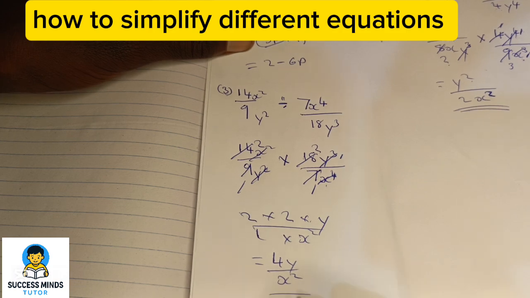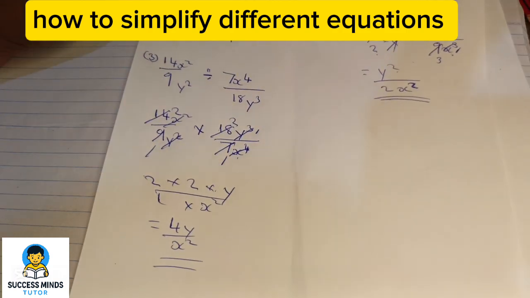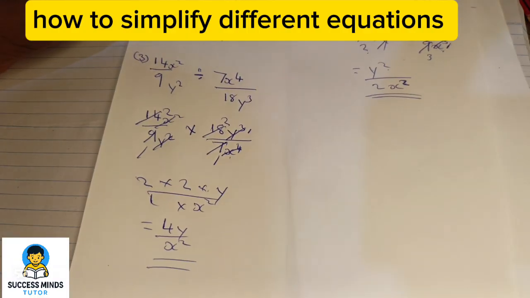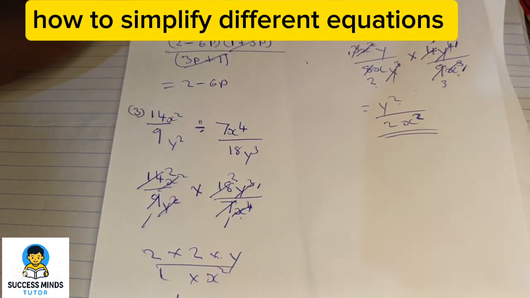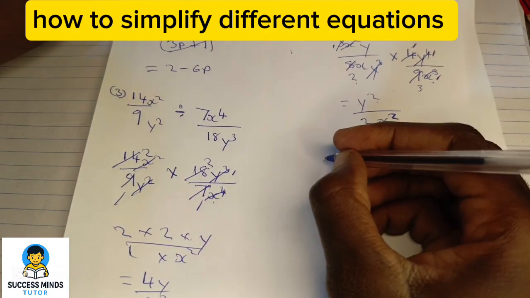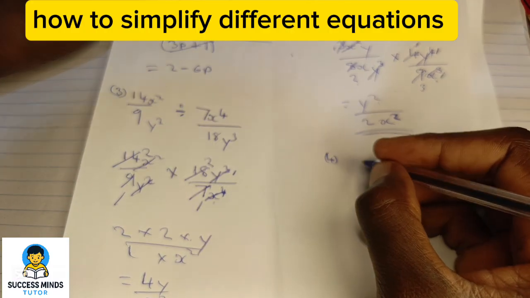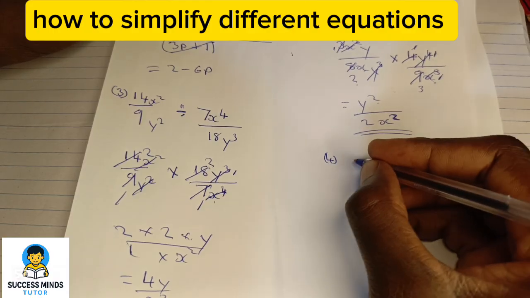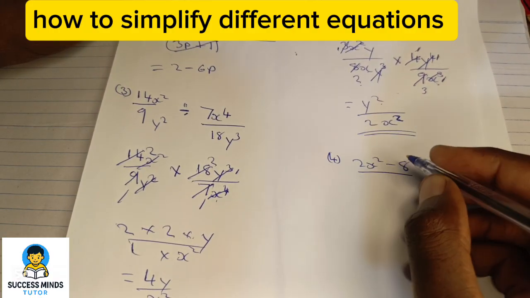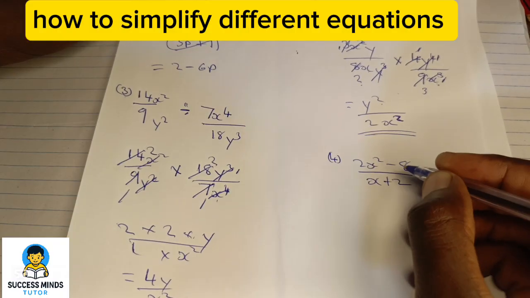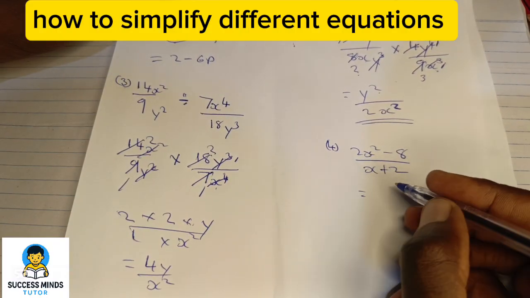Okay, so from here we are done with our simplify. Simplify simply means make it simple. So we are coming to question 4. Question 4 is 2x squared minus 8 over x plus 2. So from here, guys, we're going to simplify it.